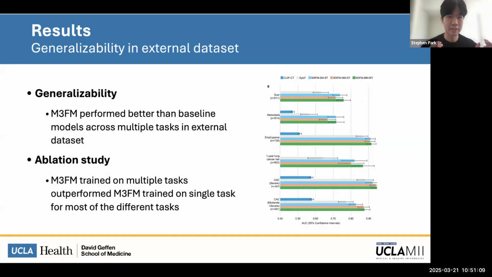In terms of generalizability in an external data set, which is also important in AI modeling, M3FM, their model performed better than the baseline models across multiple tasks in an external data set. And you'll see that they compared against ClipCT, which is another vision language model, as well as Sybil, which is a very popular cancer risk prediction model. And they also did ablation studies where they compared, again, single modality training and single task training with their own model. And you see that M3FM performed better than each of the different baselines that they compared against.